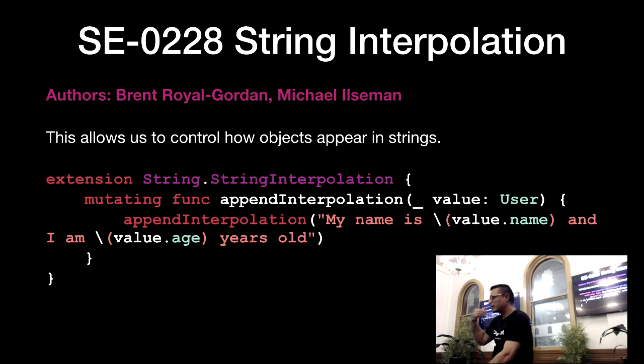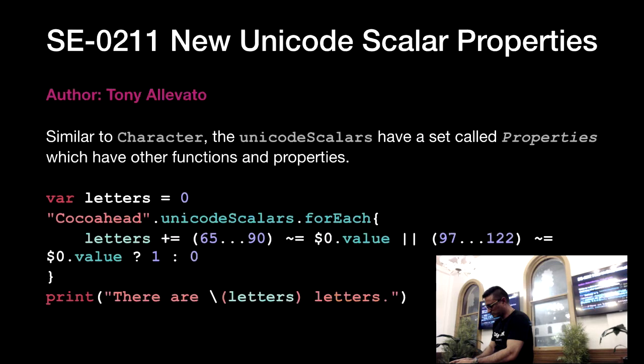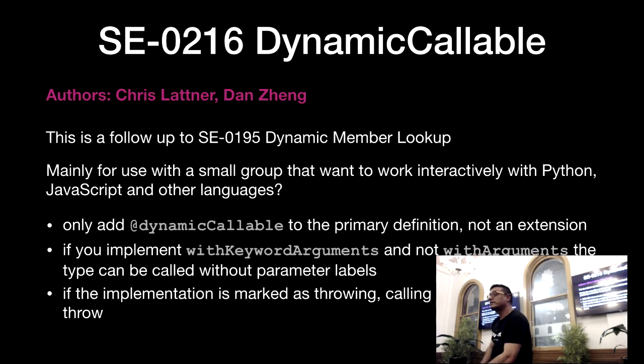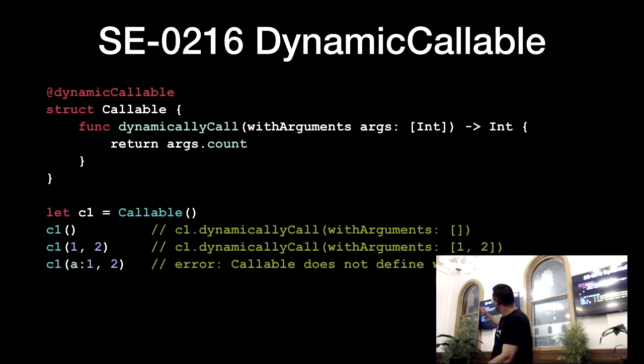So to that extent, now you have a new one, which is called dynamic callable. So you can actually call a function dynamically, which basically is, again, for interoperating with Python. All you need to do is have a function called dynamically call. And you can have two options, which is with arguments or with keyword arguments. With arguments is not named parameters, and with keyword arguments is key value pairs.